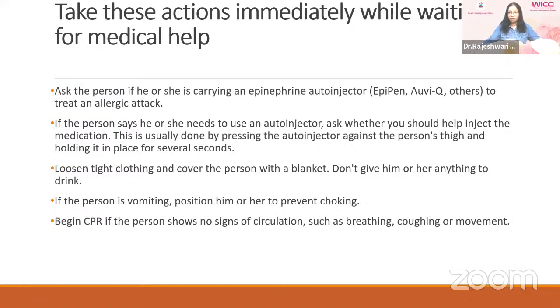Then if the person is severely developing symptoms, showing no signs of circulation, breathing, coughing or any movement, becomes almost unresponsive, at that time immediately start CPR. Don't wait for anything. Call the emergency number, and till the advanced care comes, you start the CPR and keep doing that.